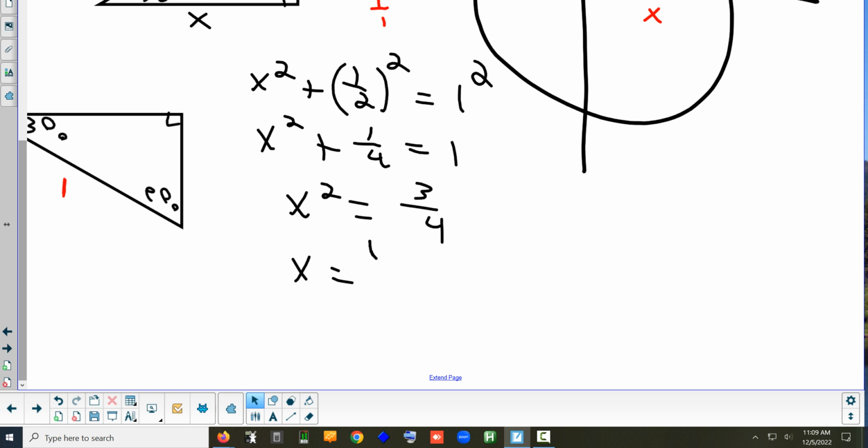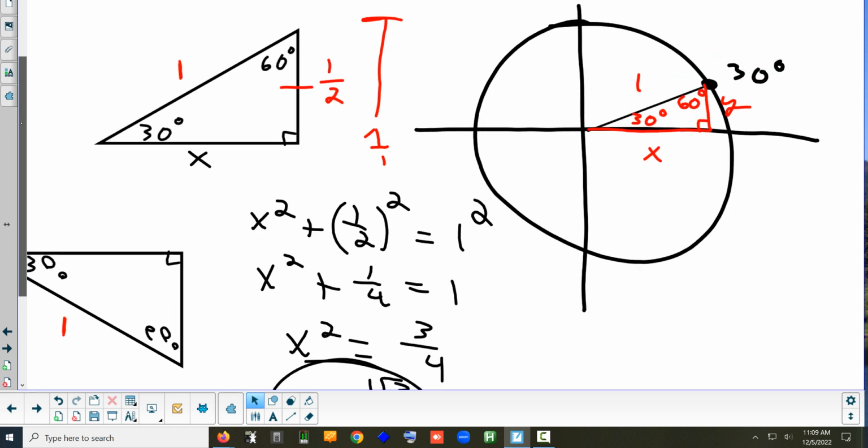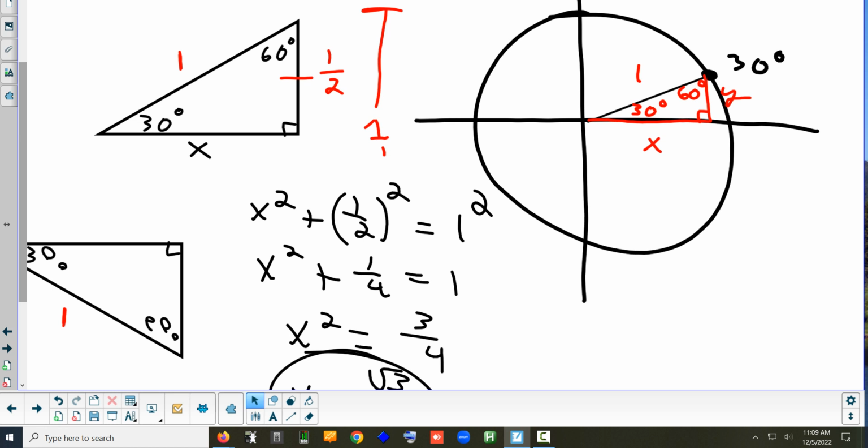Square root of 3/2. So there's your x value. So we've got the x and we've got the y, so now we can write down the coordinate. So what would be your coordinate for 30 degrees? How far over do you go? Square root of 3/2. And then, how far up? 1/2. And that is always your coordinate for 30 degrees.